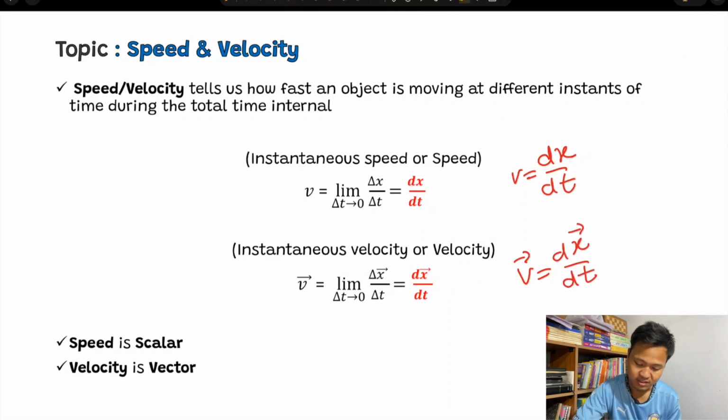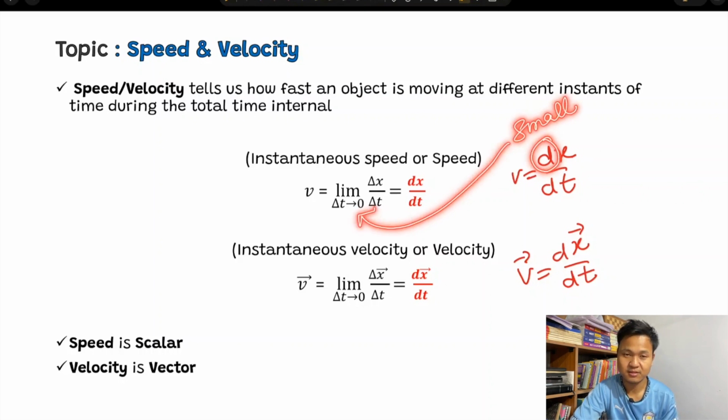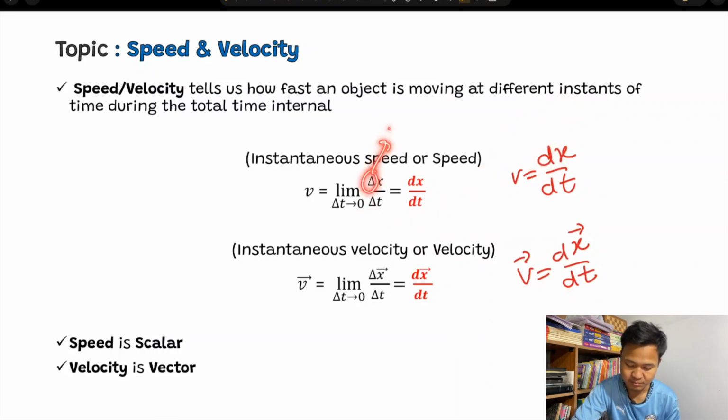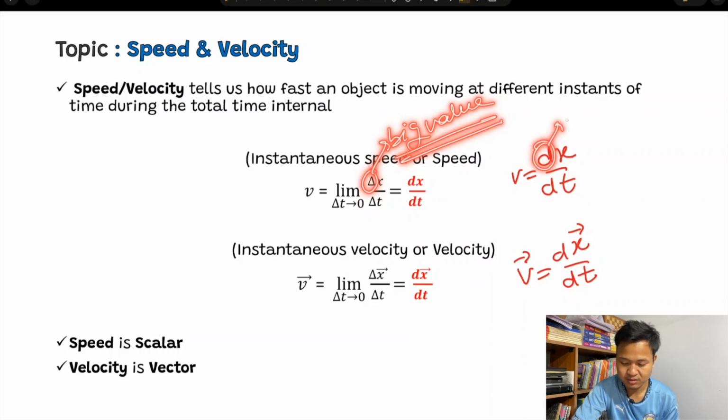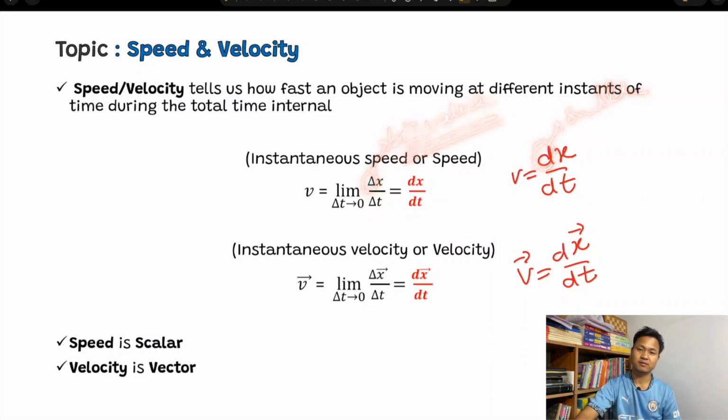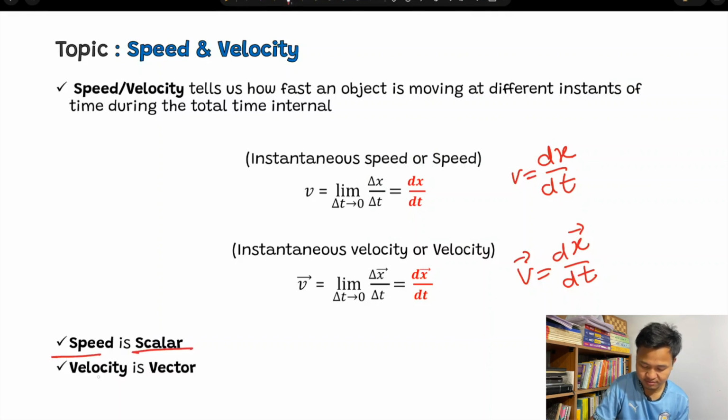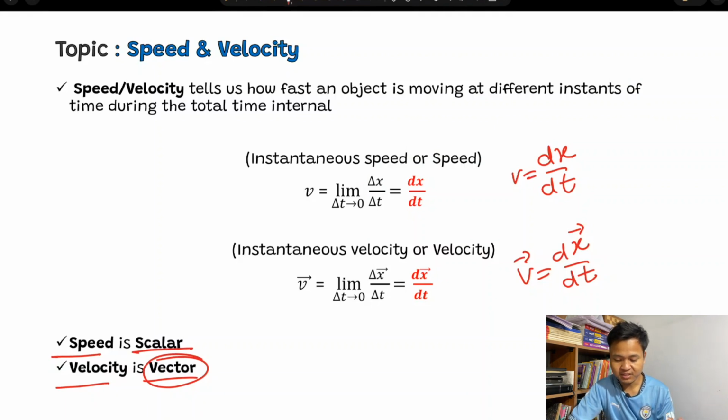You can observe one thing. Here I have put small d, because now we're going into differential calculus. Small d means for small time, whereas delta is a big value. So delta means big value, and small d means small value. That is the difference. Remember one more thing: speed is scalar, velocity is vector. So speed is dx by dt, velocity is dx vector by dt.